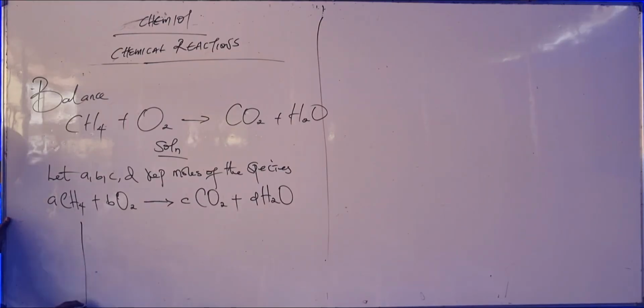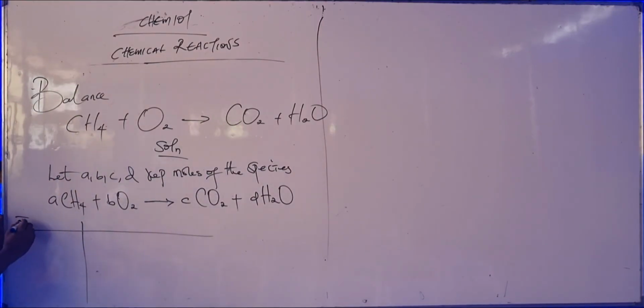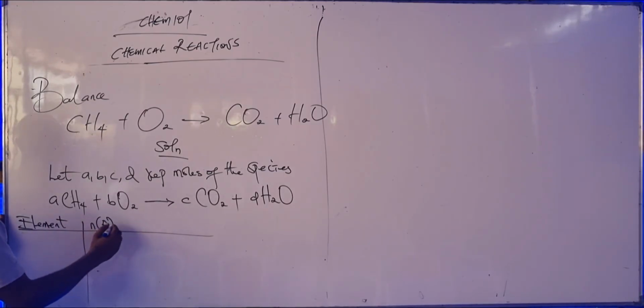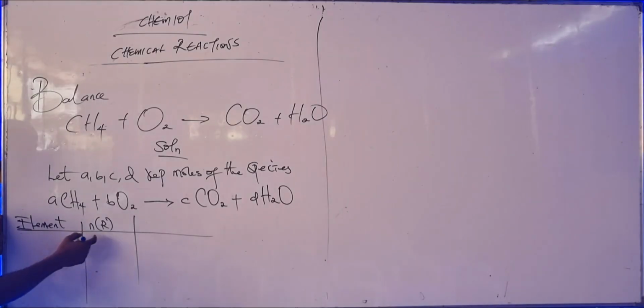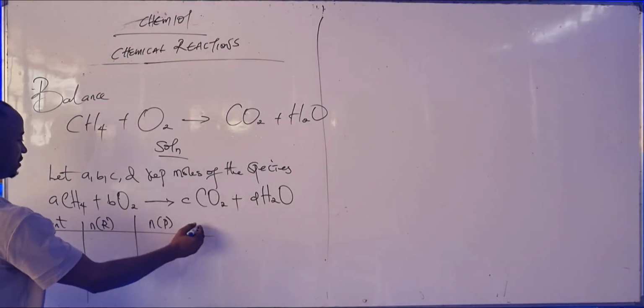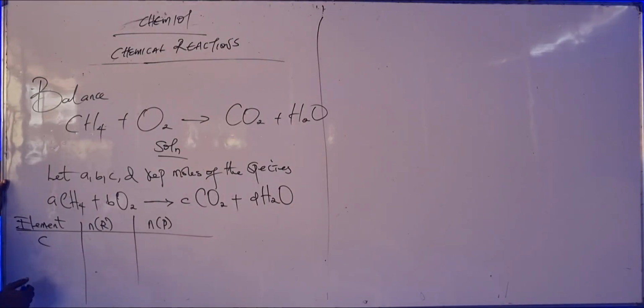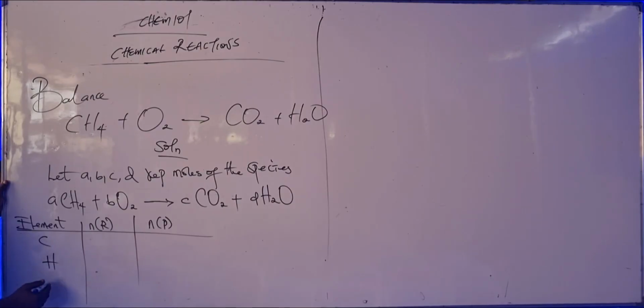Then the next is that we're going to create what here? Our table, right? What do you have in the table? Element. Here's what? Number of moles of reactants and number of moles of product. Let's list out the elements we have. We have carbon, we have hydrogen, and we have what? Oxygen.